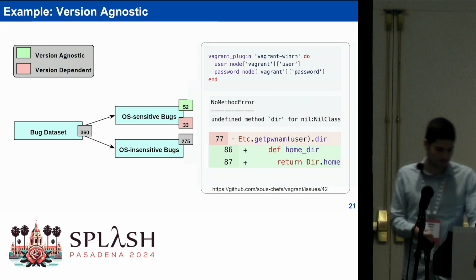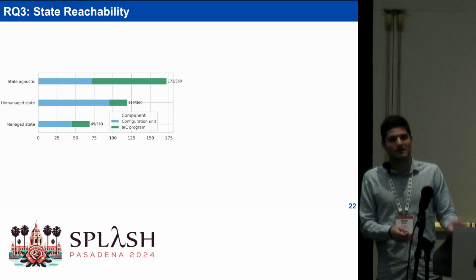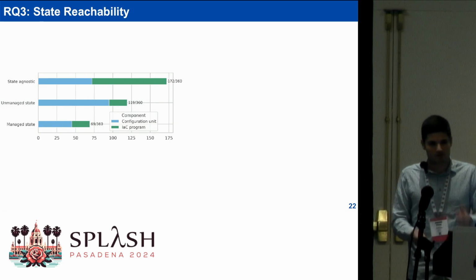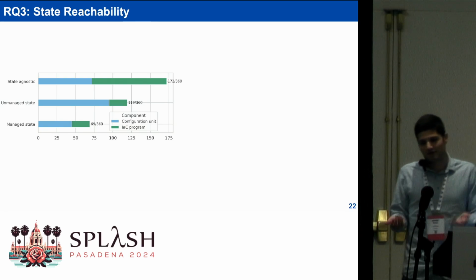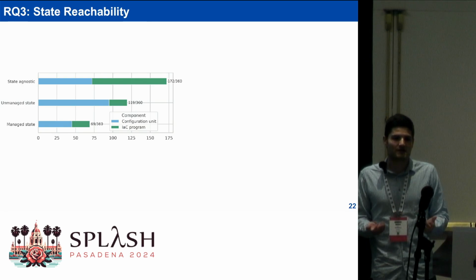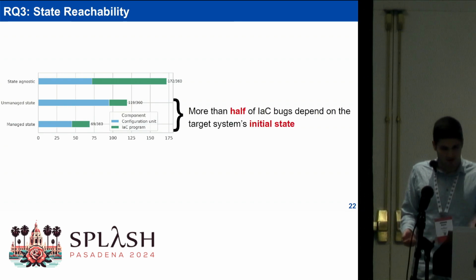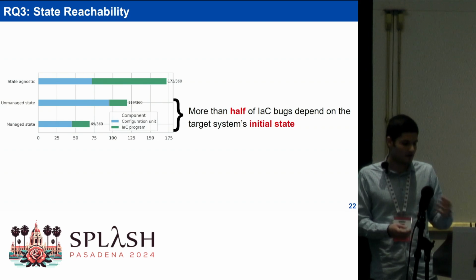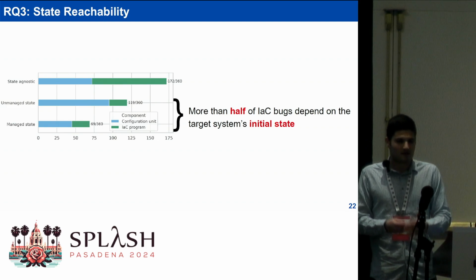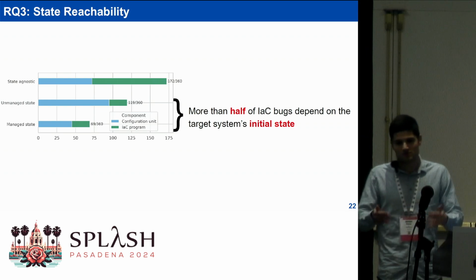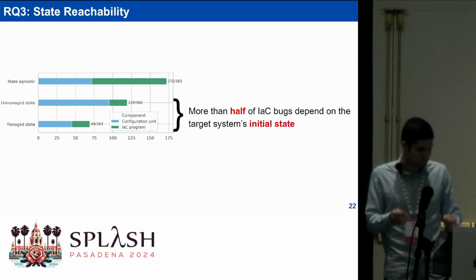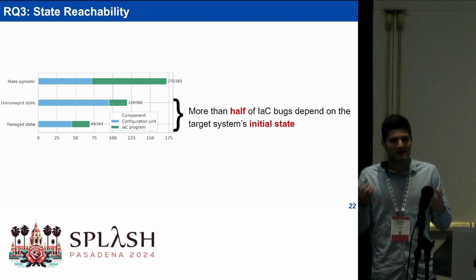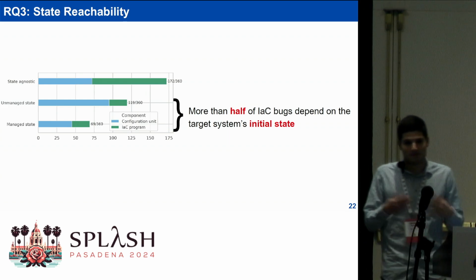a version dependent bug. Now, with respect to state reachability, we identified that almost half of our bugs are state agnostic. This means that they depend entirely on the user input, and therefore, theoretically, an input fuzzer would be able to capture those bugs. However, what is very interesting here is that the other half of bugs are state dependent. This means that in order to be reproduced, they need a specific user input and a specific state of our system.